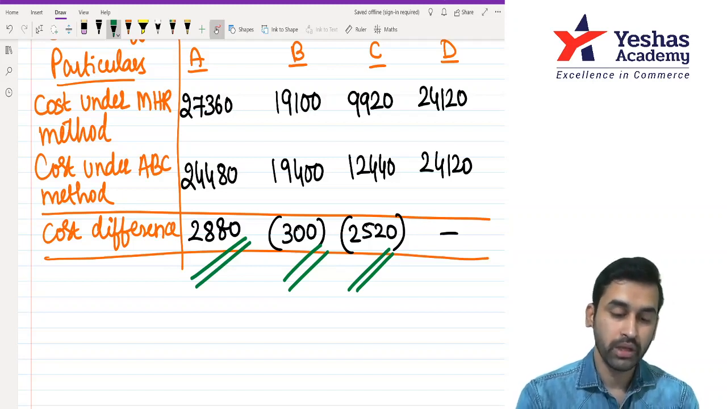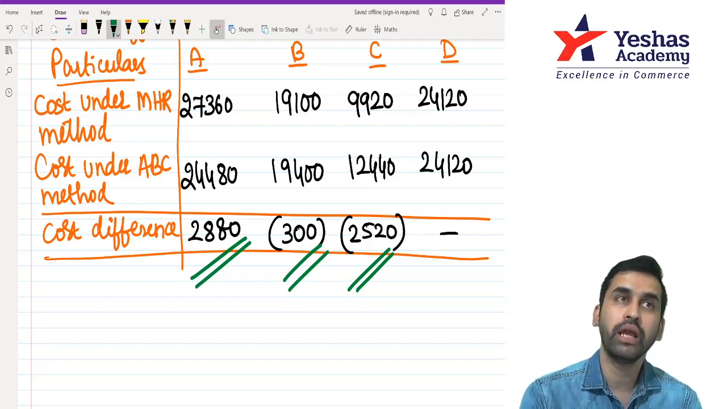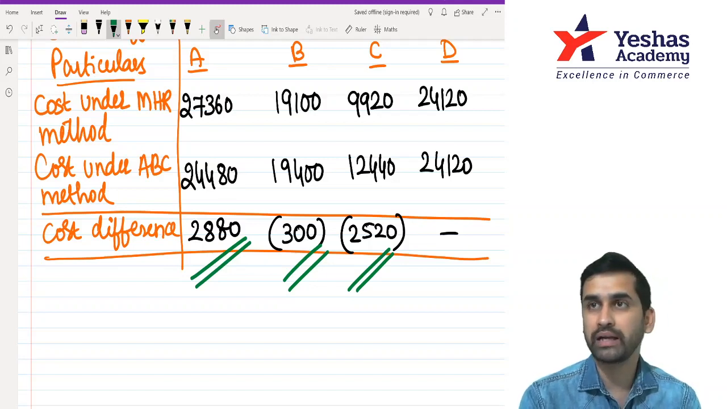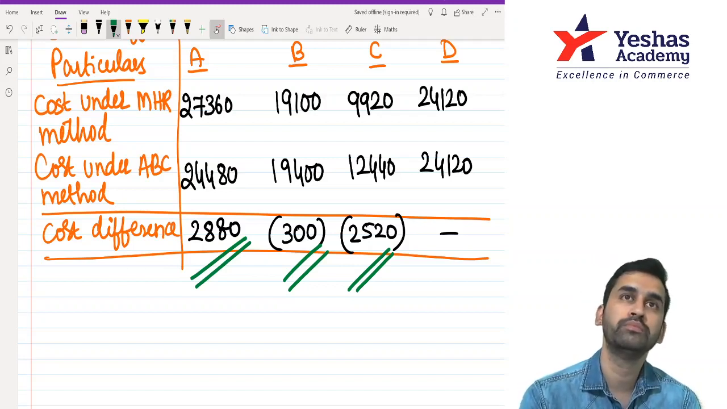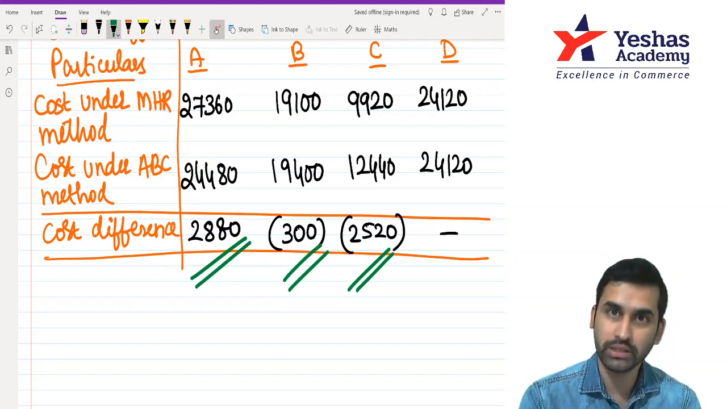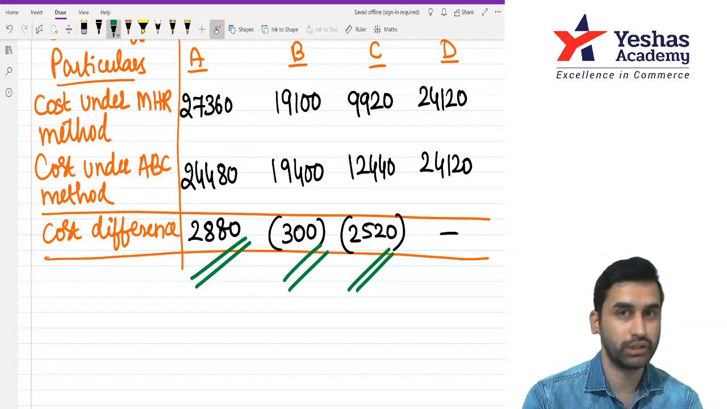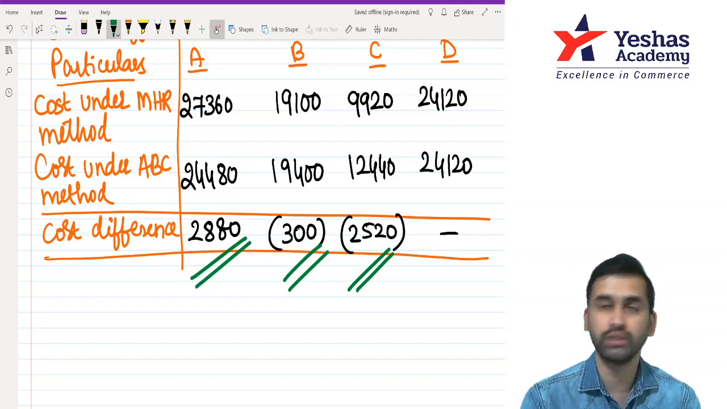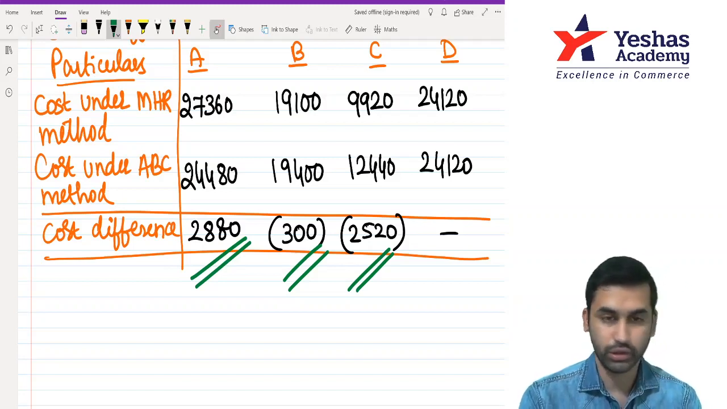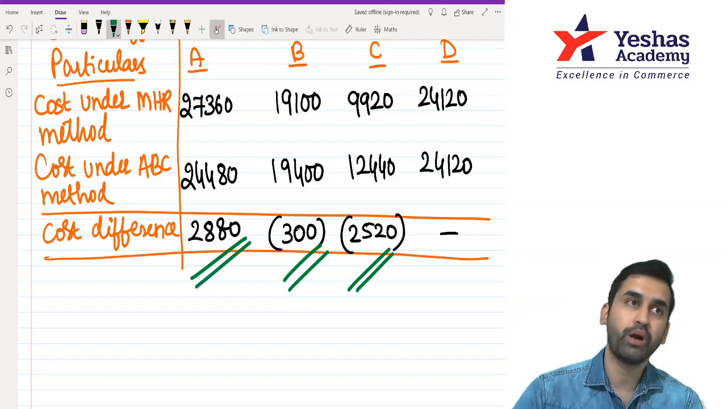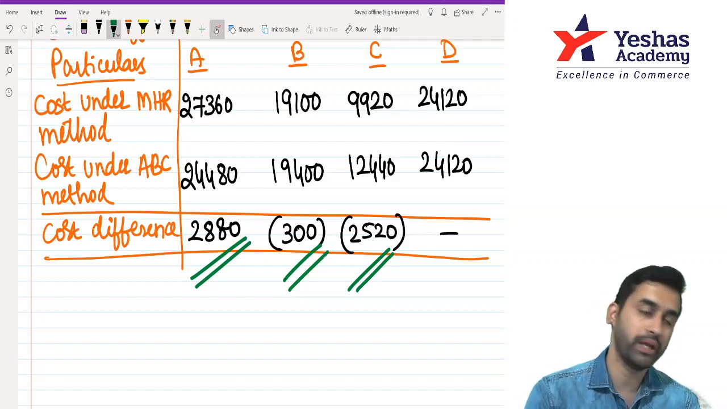Whereas ABC method considers activity performed, in bracket, in this case number of production runs, number of stores requisition, etc. Close the bracket. Full stop.